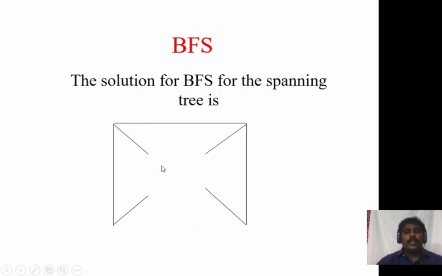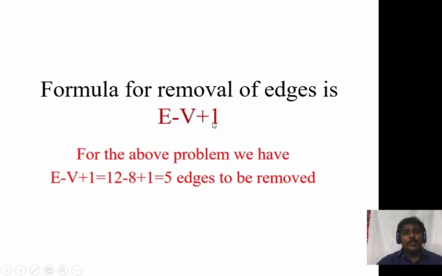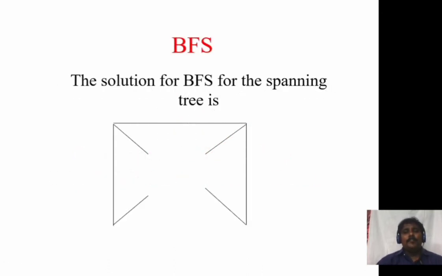So the solution for the BFS is, we know that the removal of edges formula is E minus V plus 1. That is, the number of edges is 12 and the number of vertices is 8, plus 1, that equals 5 edges. So I have to remove the 5 edges and I have removed the 5 edges. So this is the solution for the BFS for the given problem.